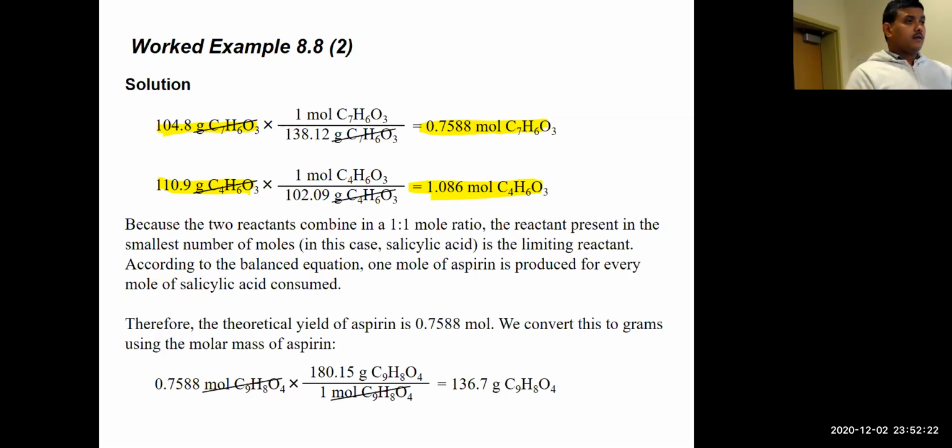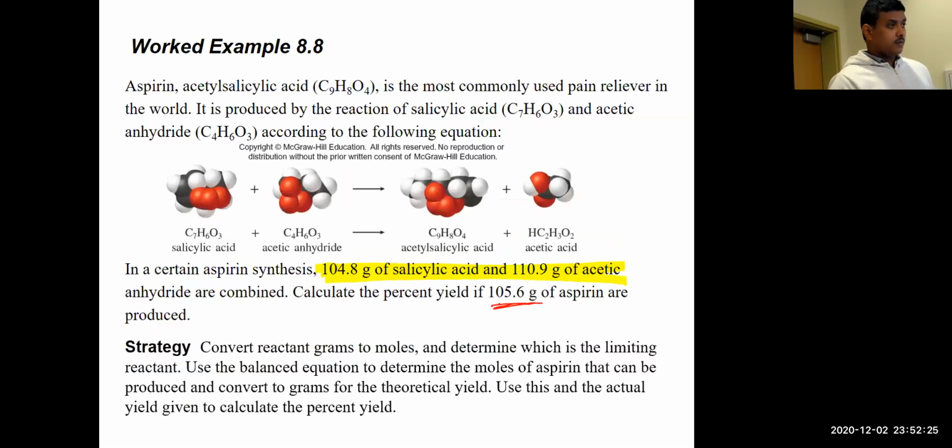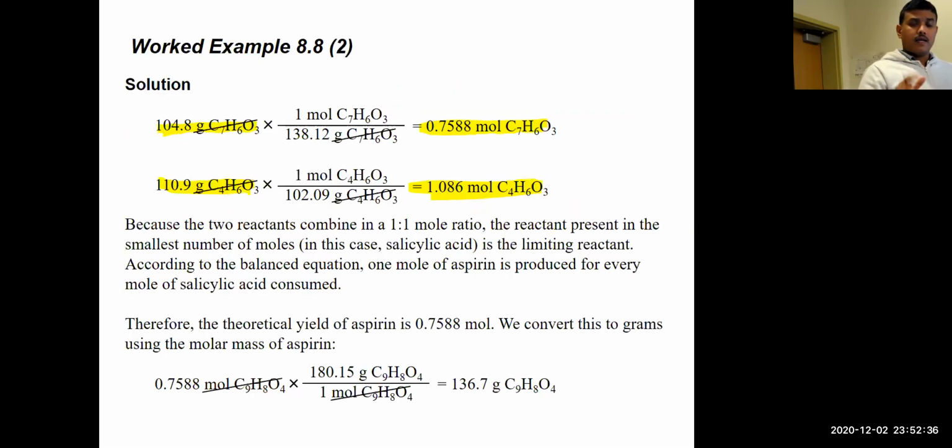Ratio. Luckily, if you remember the previous slide, there are no coefficients in front of the salicylic acid reactant or acetic anhydride, which means they are in a 1:1 ratio. This is your lucky day. Because they are already in a 1:1 ratio, you don't have to do that extra calculation to compare, because the answer is directly looking at us. The one that is present in fewer moles is the limiting reactant. The one that is present in more moles is going to be our excess reactant. So this is going to be our limiting reactant.